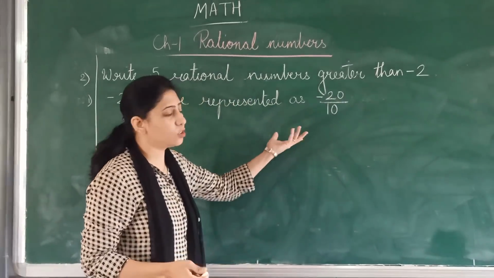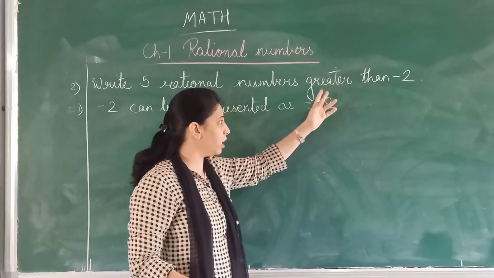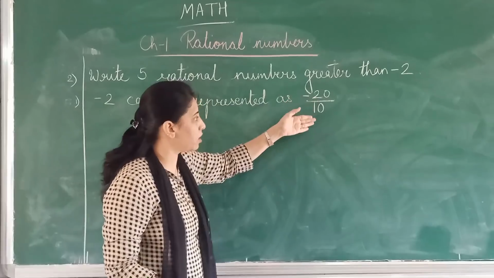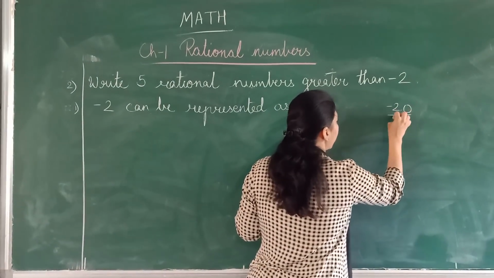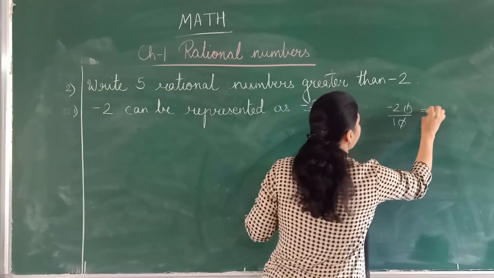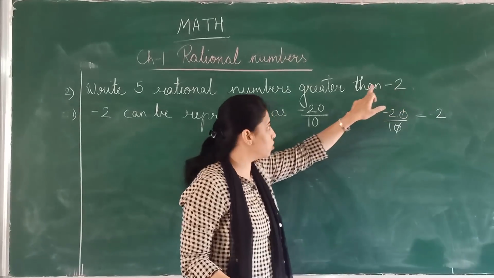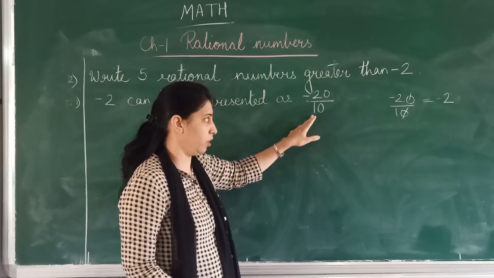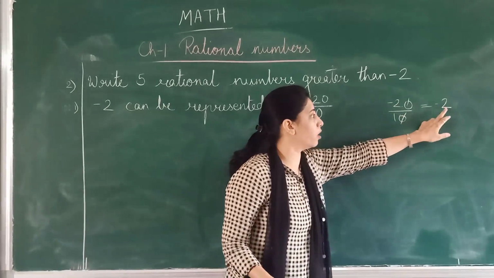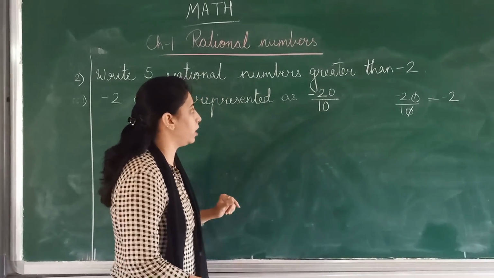Why are we taking minus? You can take any number which gives the answer as minus 2. Any rational number you can take. I have taken minus 20 upon 10. So when we divide minus 20 upon 10, cancelling 0 and 0, you get the answer minus 2. Is it clear? You can take any rational number which, after dividing, gives minus 2. So I have taken here minus 20 upon 10.